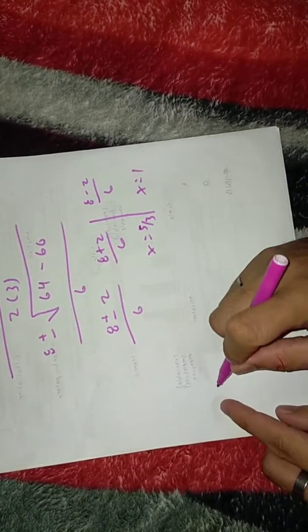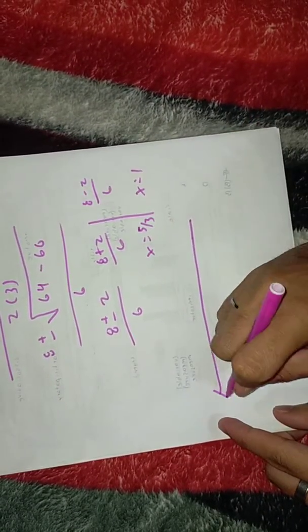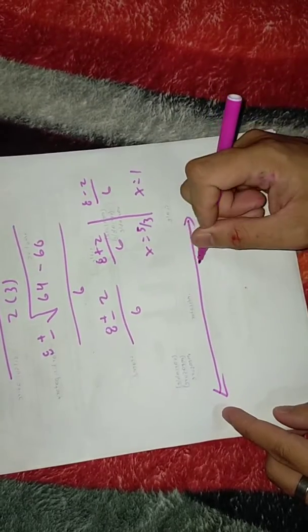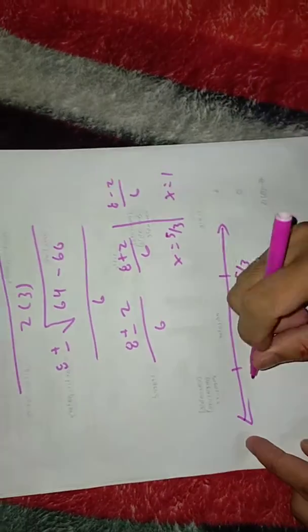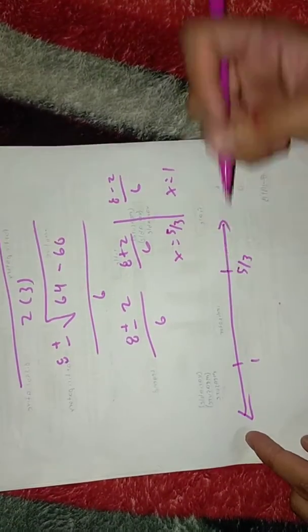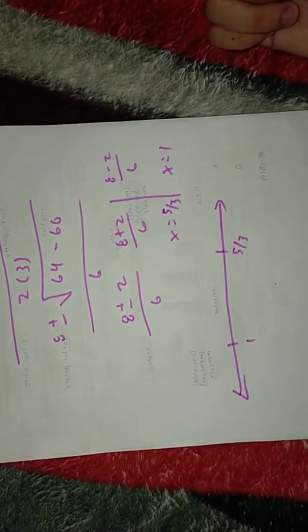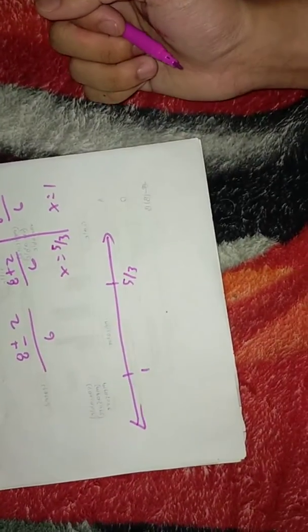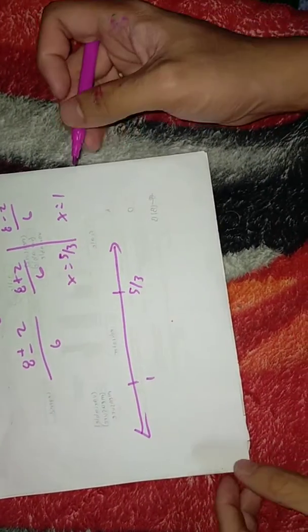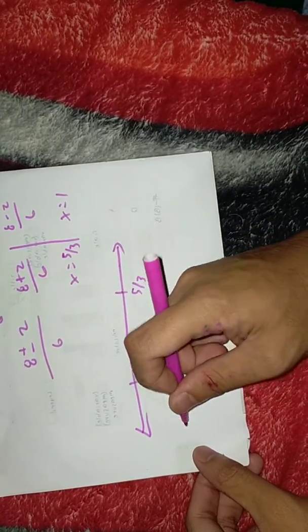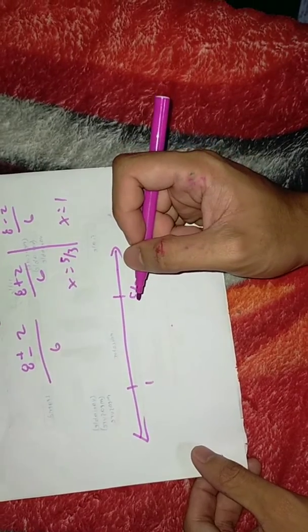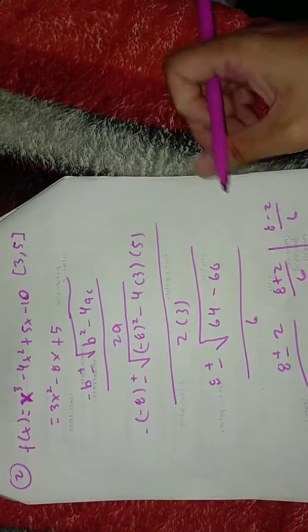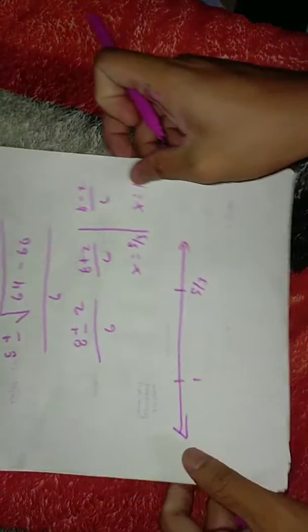Then let's proceed to the sign chart. Since 5 over 3 is greater than 1, we can put it here. And let's think of some number that is greater than 5 over 3. Let's say 2. And we can substitute the 2 into our first derivative, which is here.